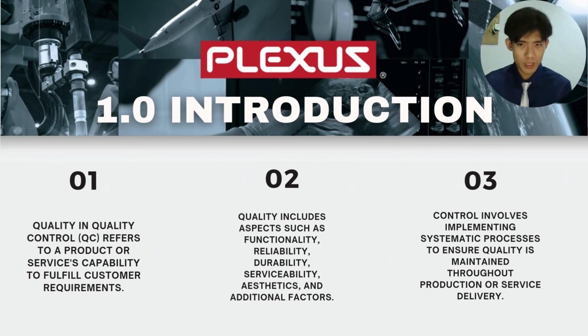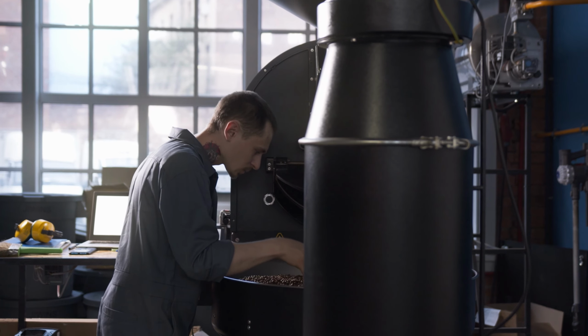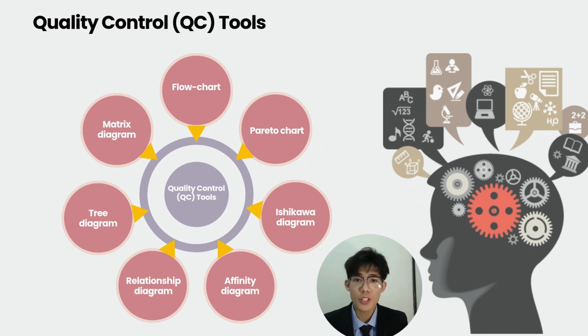It encompasses attributes like functionality, reliability, durability, serviceability, and aesthetics. It's not just about the end product, but extends throughout the production process. Quality control tools are essential in the manufacturing industry for ensuring product reliability, customer satisfaction, and operational efficiency. Traditional QC tools like Pareto charts and Ishikawa diagrams have been instrumental in identifying and addressing quality issues.